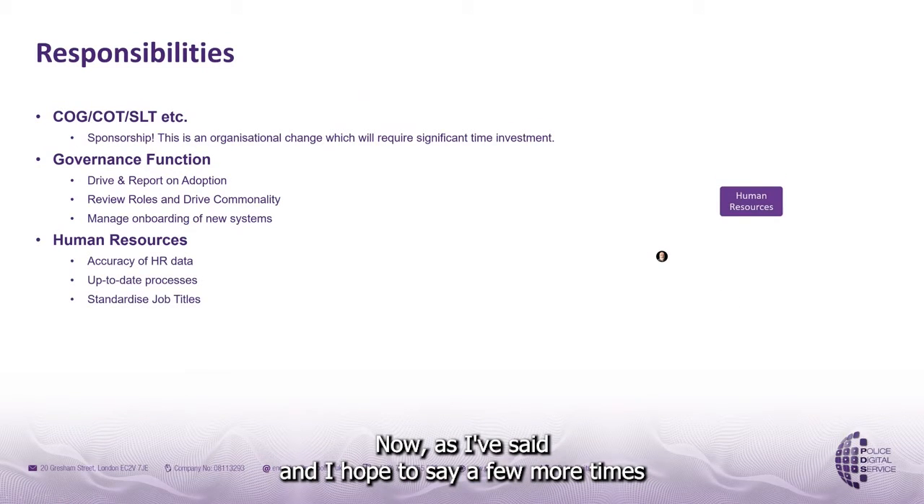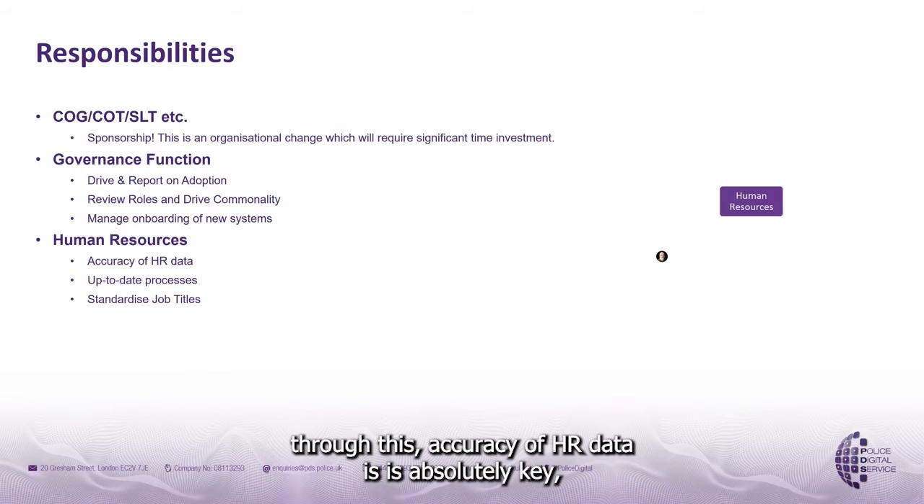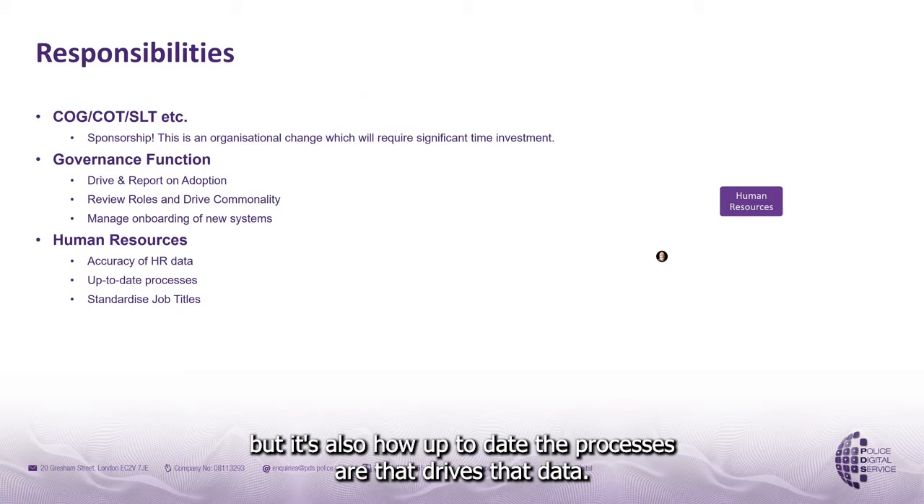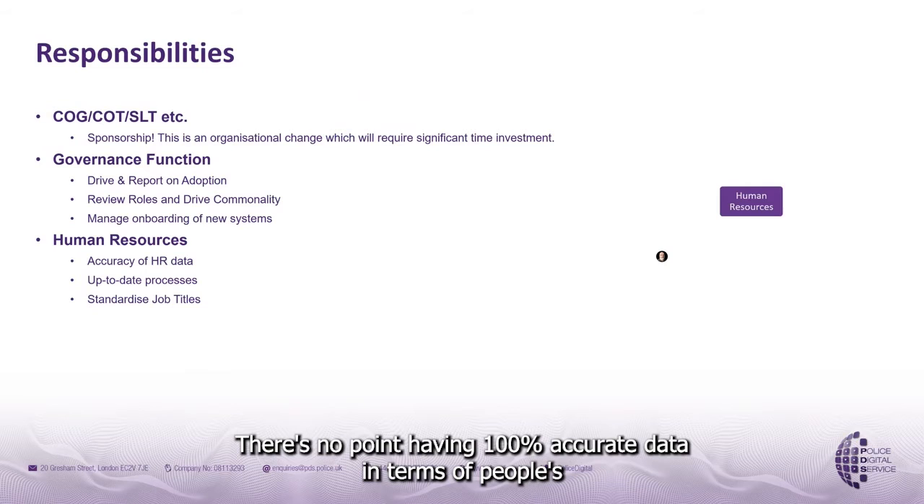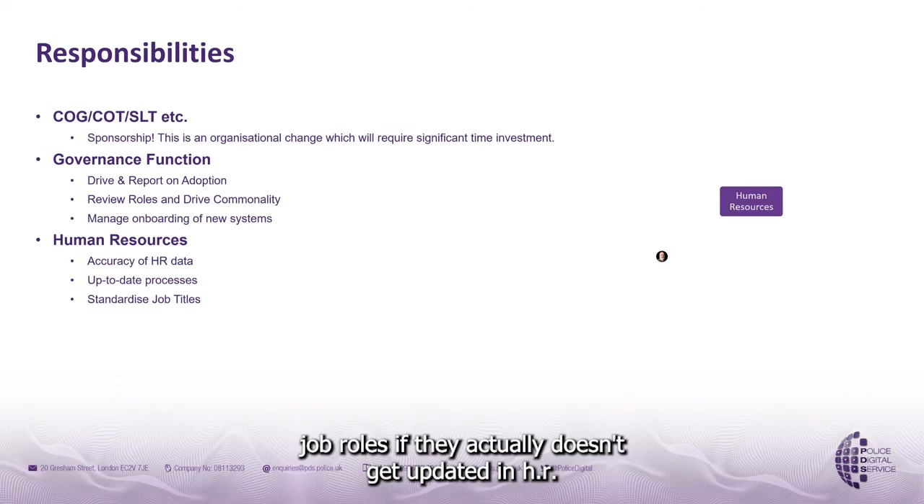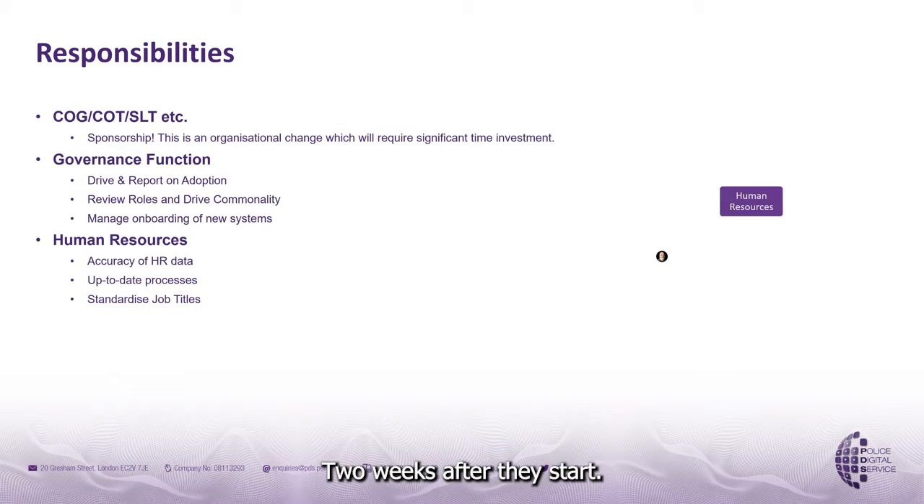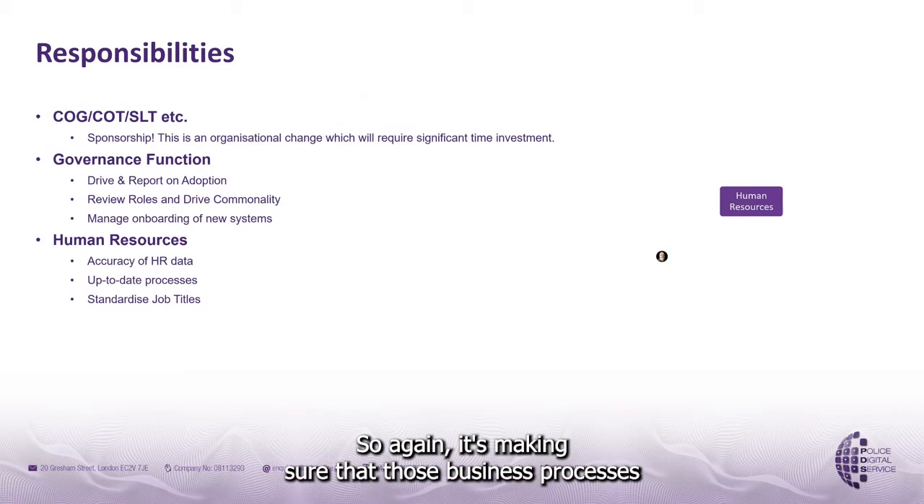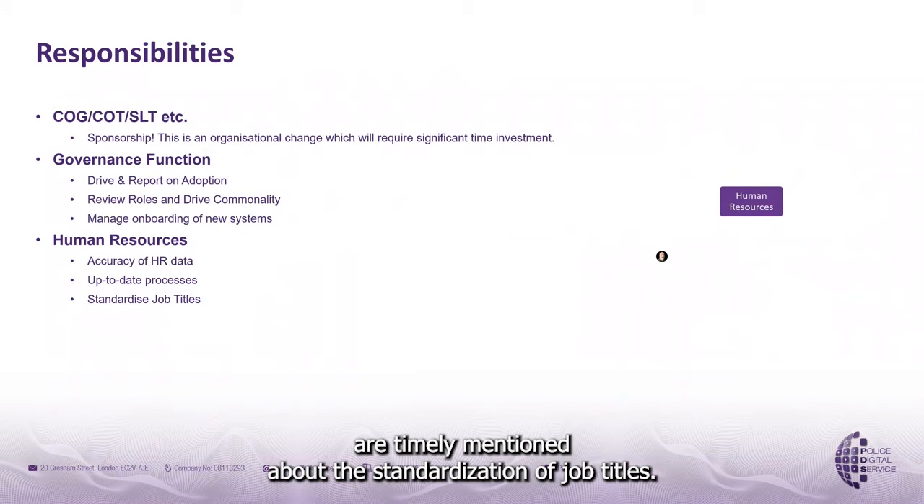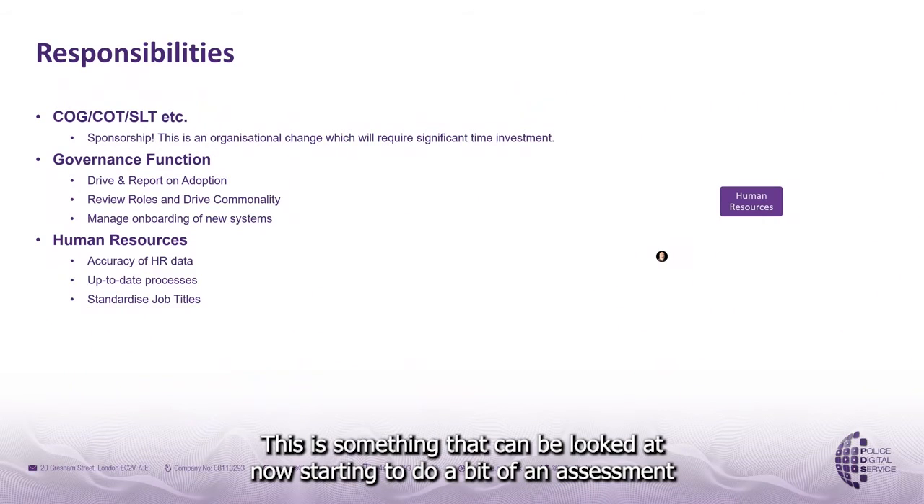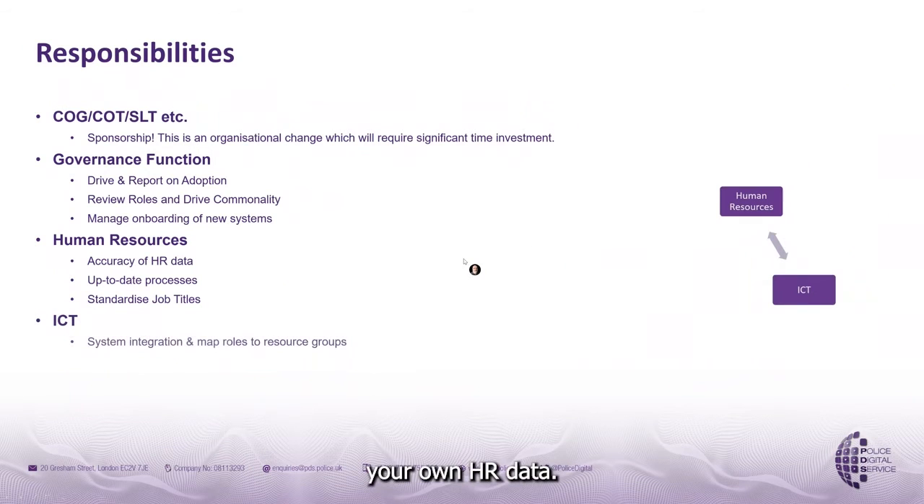Now, as I've said, and I'll probably say it a few more times through this, the accuracy of that HR data is absolutely key, but it's also how up to date the processes are that drive that data. There's no point having 100% accurate data in terms of people's job roles if it actually doesn't get updated in HR 2 weeks after they start. So again, it's making sure that those business processes are timely. Mentioned about the standardization of job titles. And again, this is something that can be looked at now, starting to do a bit of an assessment of your own HR data.